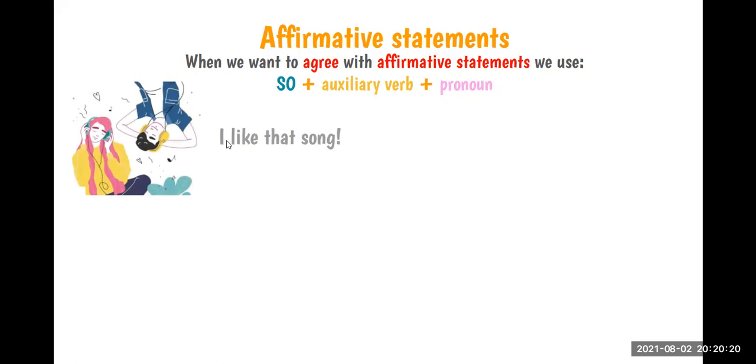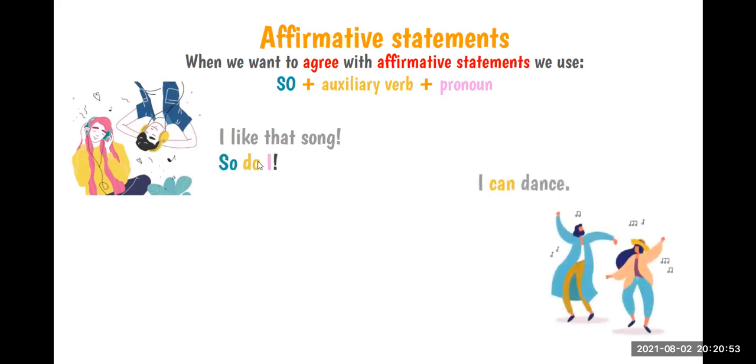Okay, but you don't have a verb to be here to use in the agreement, right? When you have a verb to be, yes, you can use the verb to be in the answer, but what auxiliary verb can we use in this sentence? I like that song. So do I. Right? Because it's a sentence in the present simple. So we use the auxiliary verb for the present simple when we don't have an auxiliary verb in the sentence, okay? So do I.